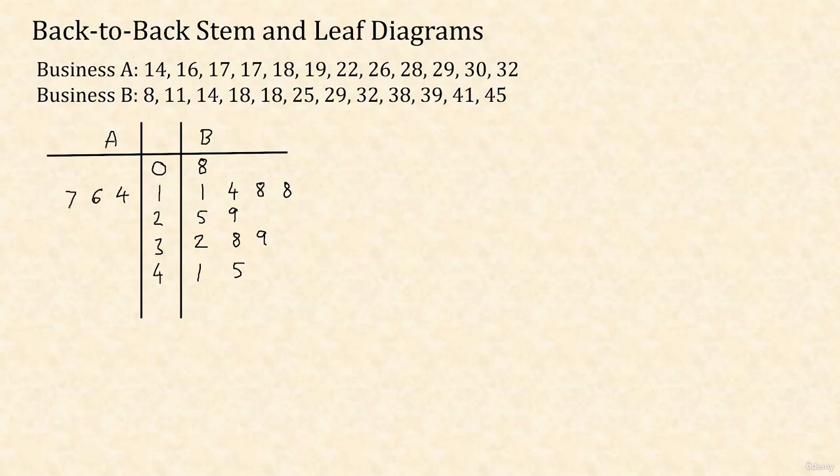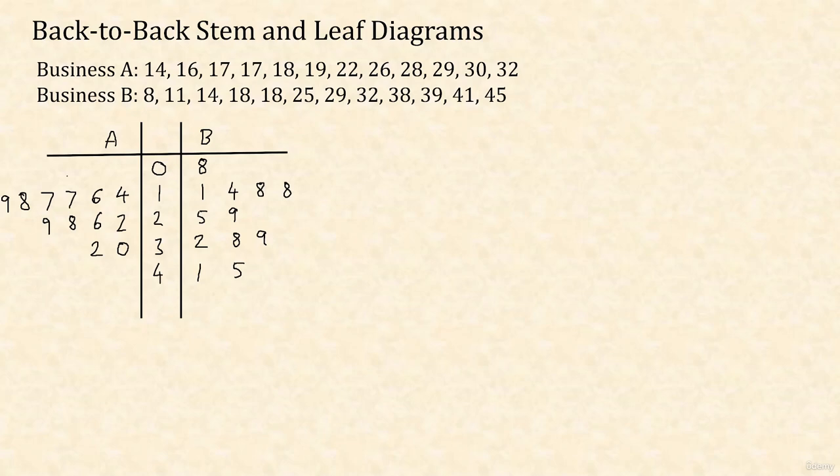17 is 1, 7, 17 again, 18, 19. Then you've got 22, 26, 28, 29. Then you've got 30, so 3, 0, and 32. So how does this help us compare sets of data?